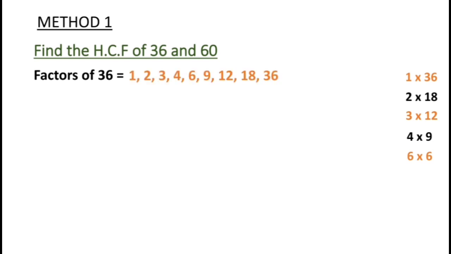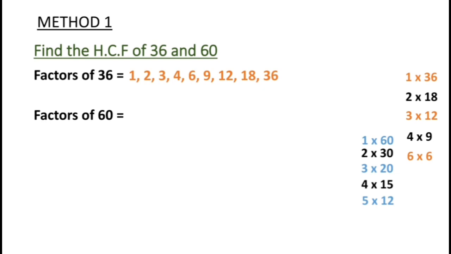Now factors of 60. We get 60 in the 1 table, 1 60s are 60. In the 2 table we get 2 3s are 6, so 2 30s are 60. 3 20s are 60. 4 15s are 60. 5 12s are 60, 6 10s are 60. These are the factors of 60. What are the factors? 1, 2, 3, 4, 5, 6, 10, 12, 15, 20, 30 and 60.